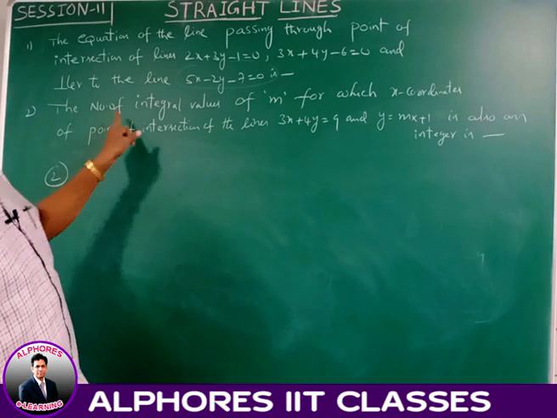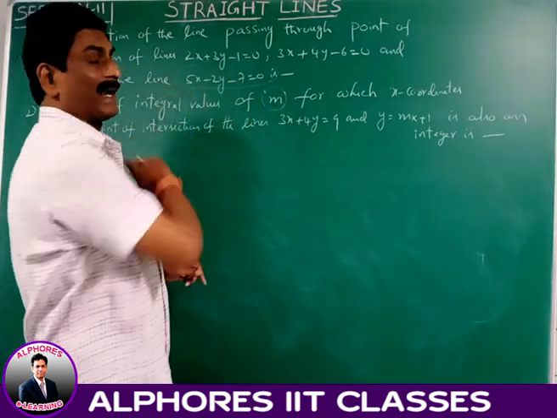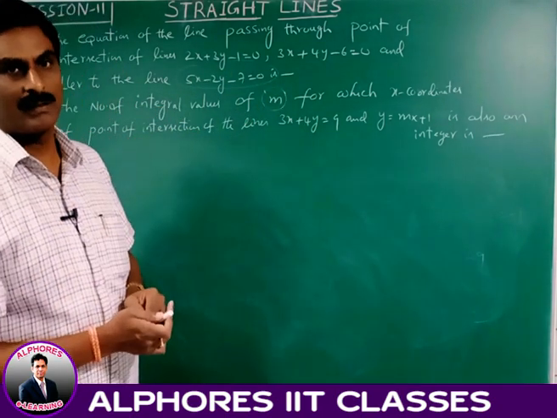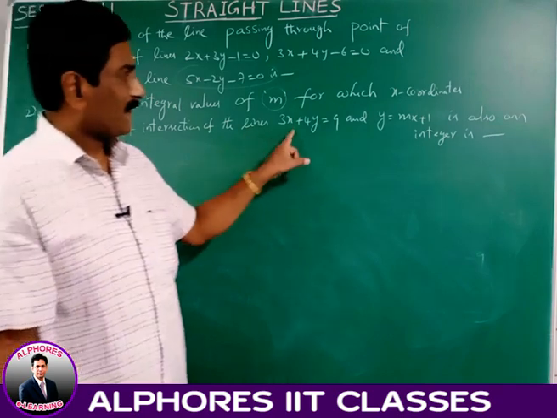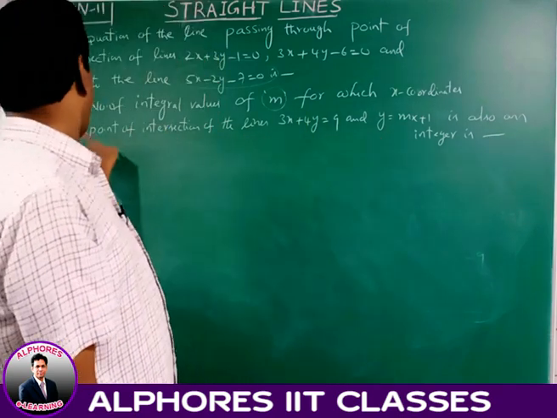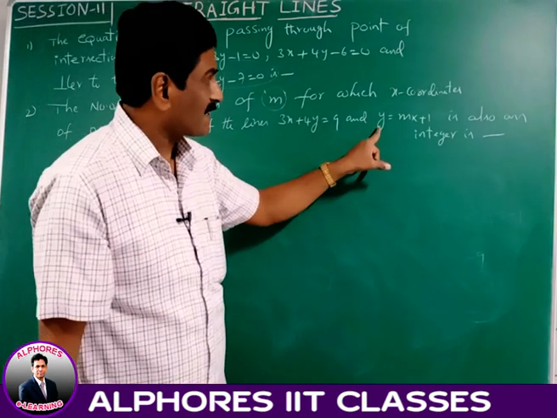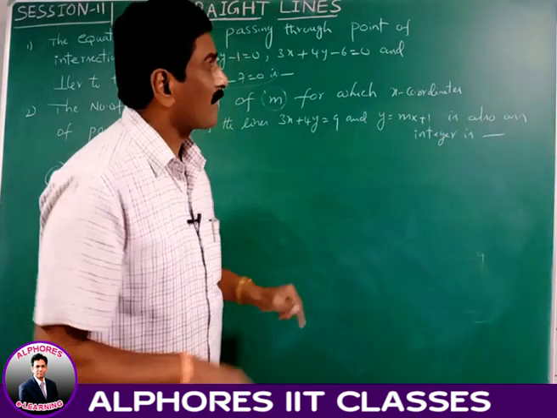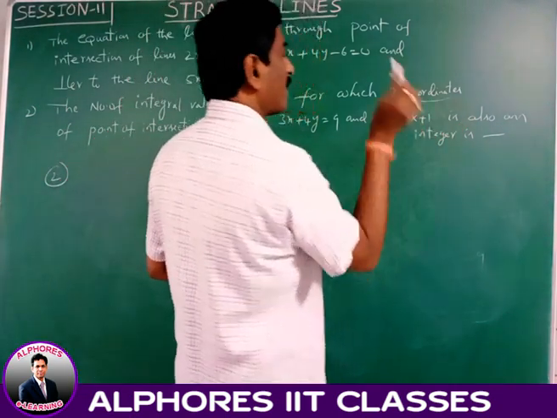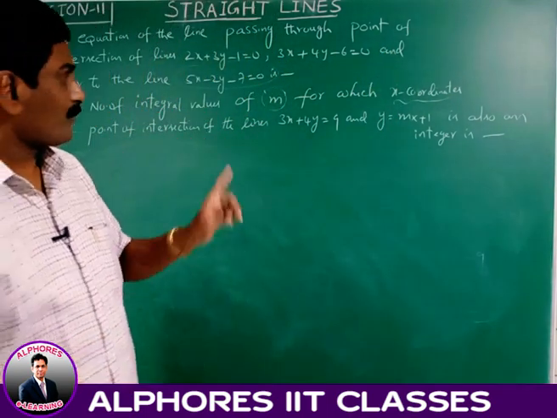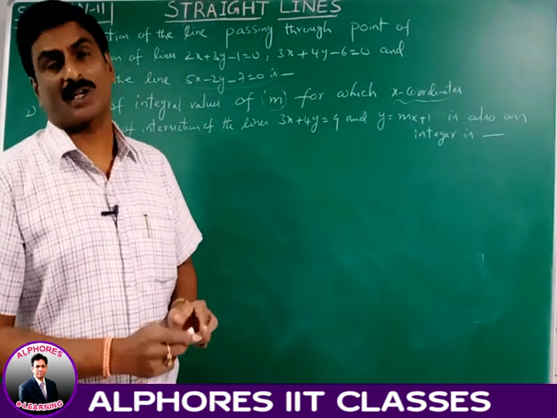Here we find the number of integral values of m. Now we find the values of m which are integers such that the point of intersection of these lines is also an integer. The x coordinate of this point of intersection should be an integer. So first we find the point of intersection of these two lines.